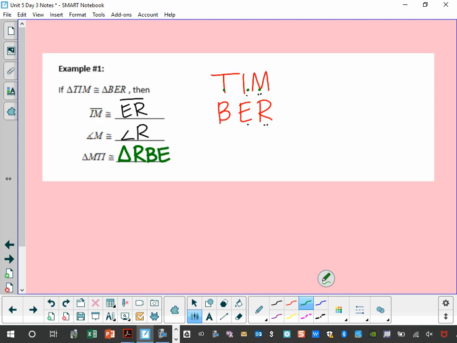Okay, we're going in the same order. If N came first, then R goes first. T was second, then B goes next. And then I was third, whatever's directly underneath is last. We're always staying in order. Any questions here?